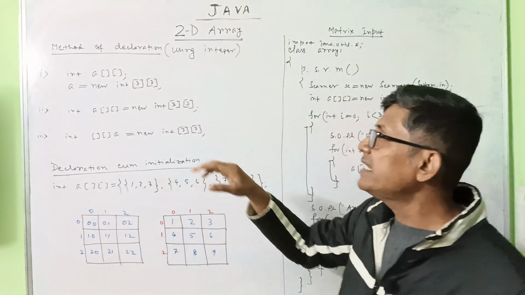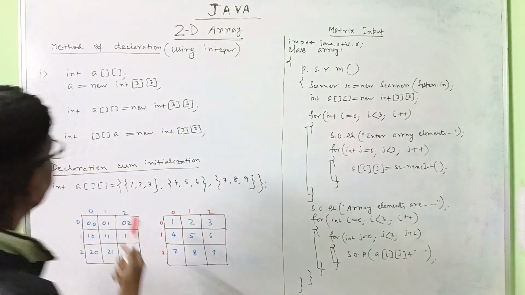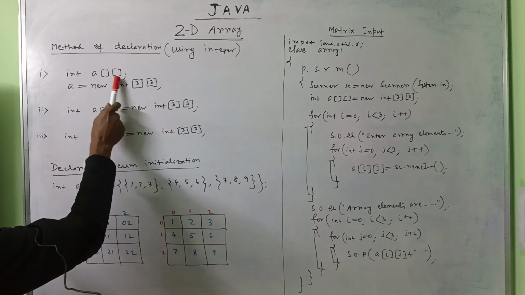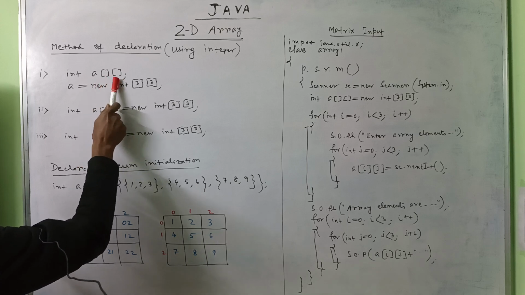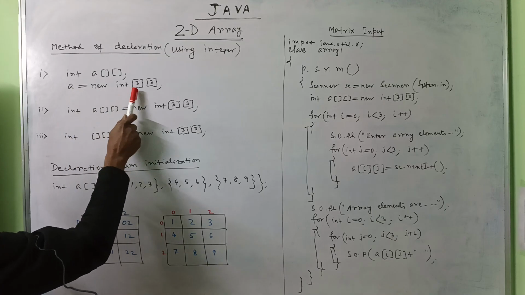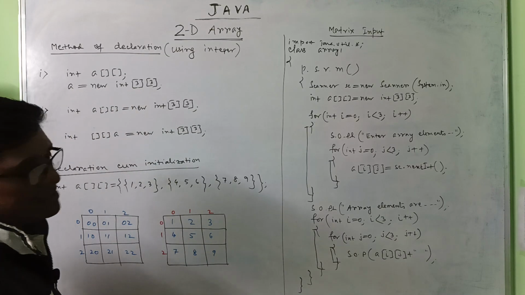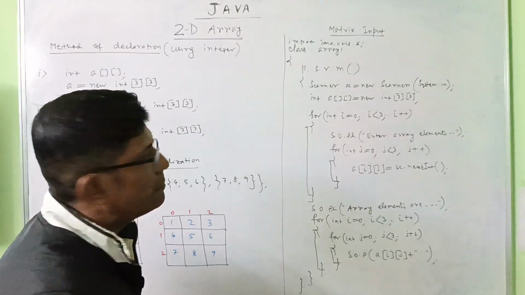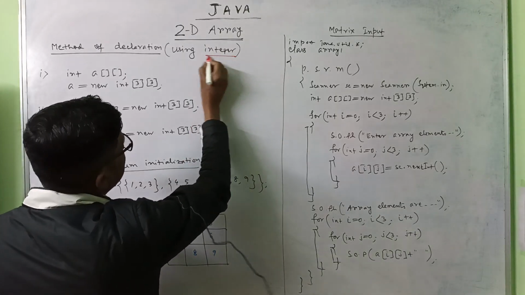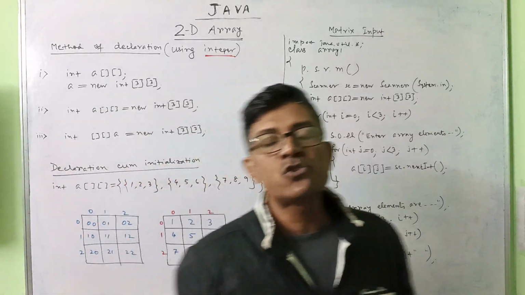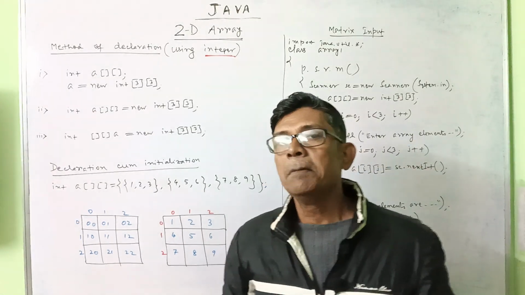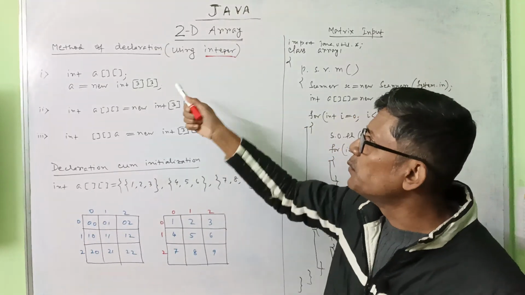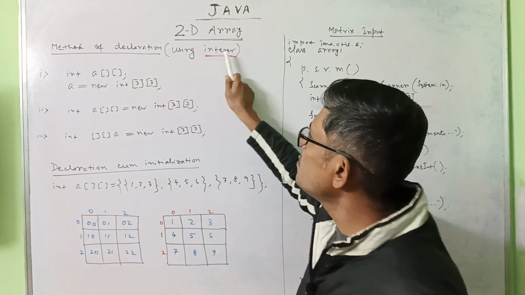Declaration of the array: let's see how to declare int. This is the array symbol, the name of the array, this is the square bracket, a equal to new int 3 3. That means a 3 by 3 matrix. I am explaining this example using integer data. You can use any primitive data: integer, byte, short, long, character, any data type. But today I am showing you using integer.